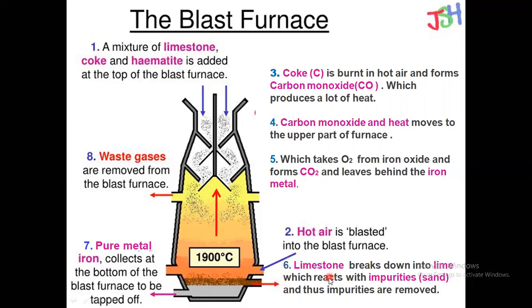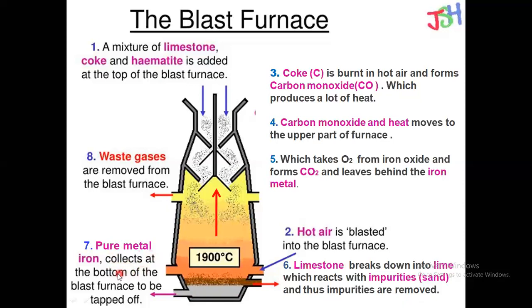So why had we added limestone? Because this limestone helps to remove the impurities from the iron if they are attached with the iron metal. So during the smelting process, limestone decomposes, or breaks down, and produces lime, that is calcium oxide. Clear? Then lime reacts with impurities like sand present in the iron or attached with the iron. And in this way, impurities are removed from the iron. And what is left behind? Pure iron metal is left behind, which is collected from the bottom of the furnace, right?